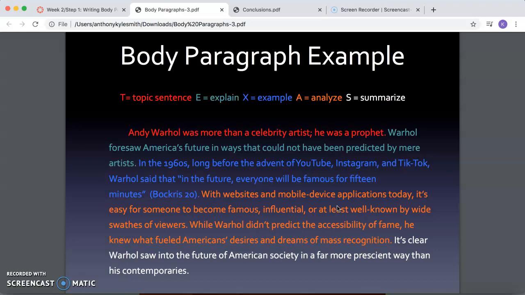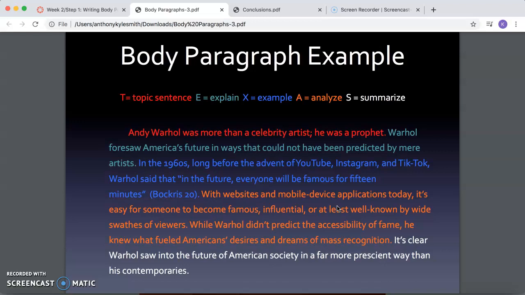After you've done that, here's an example of a body paragraph, which I'm not going to read all to you, but you can pause the video or look at the PowerPoint on Canvas and take a look at this. We've got the topic sentence in red, an explanation in turquoise, an example of it in blue, and then we analyze it in orange. That's a couple sentences. And then summarize it in white.